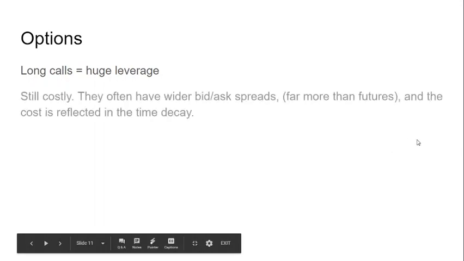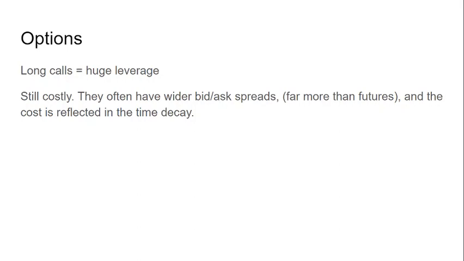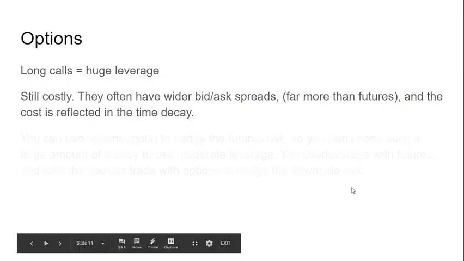An option is a contract to buy an asset at a certain price at a certain time. You don't really need to know the details of it. What it basically means is huge leverage. Okay, there's calls and there's puts. Calls is like a long position, puts is like a short position, and it's essentially highly leveraged, but it is still costly. They do have wide bid-ask spreads, far more than futures, and the cost is reflected in the time decay. They do tend to decay over time.